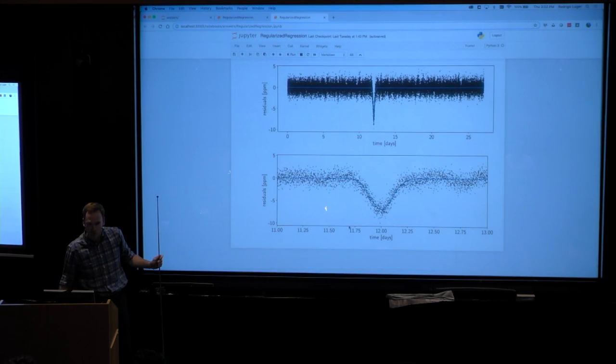And there's our beautiful transit. We're out of time, so thank you, guys.